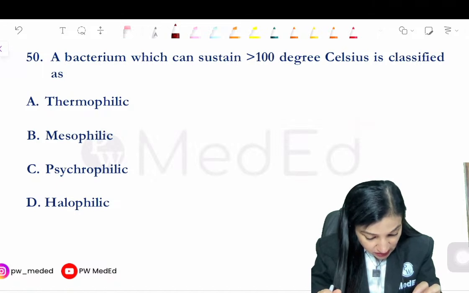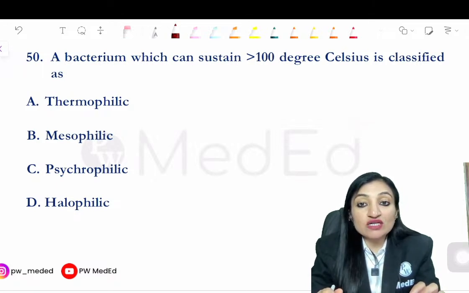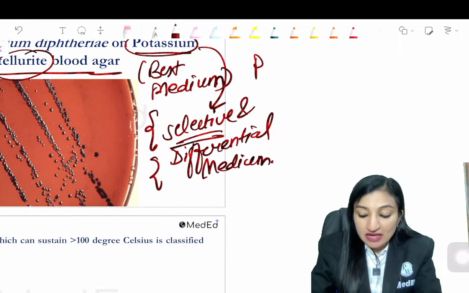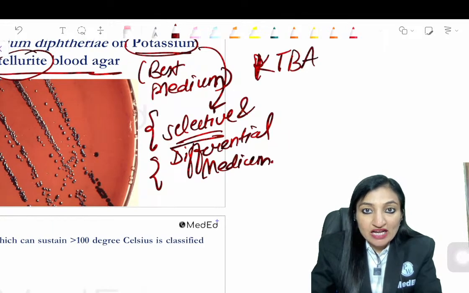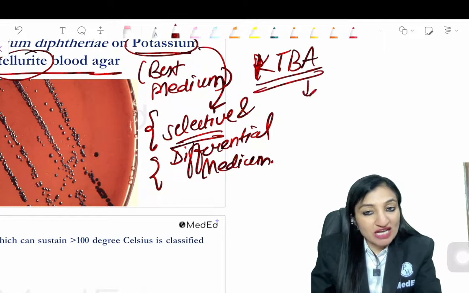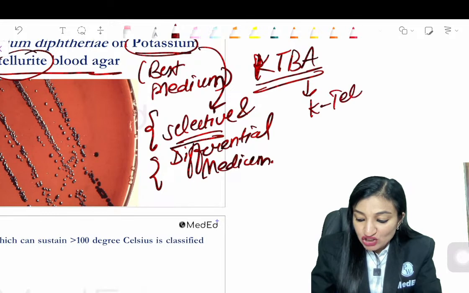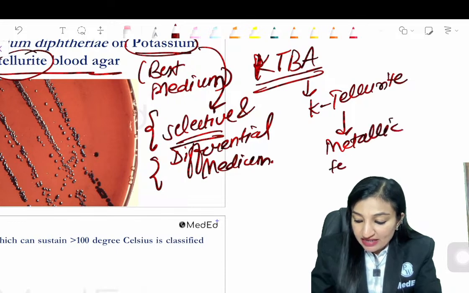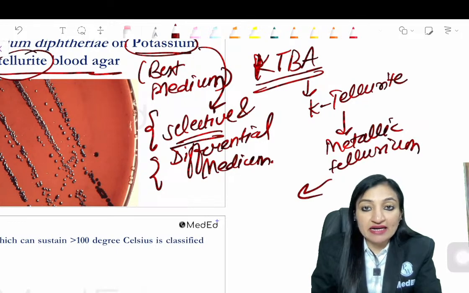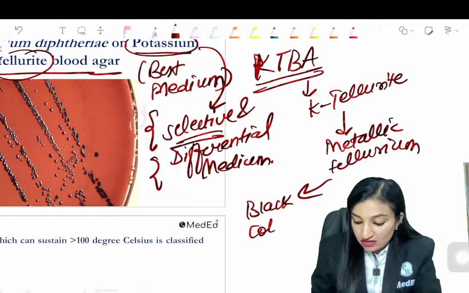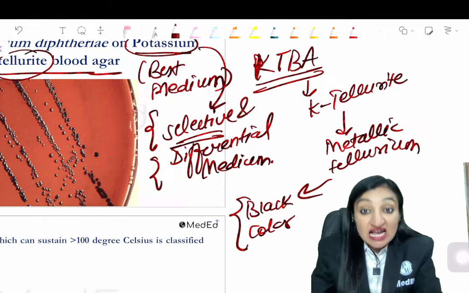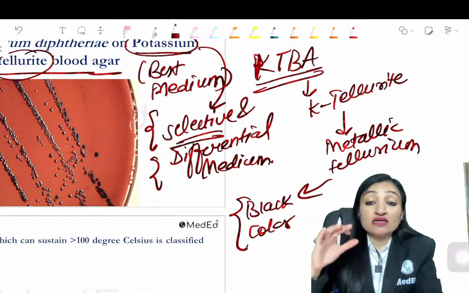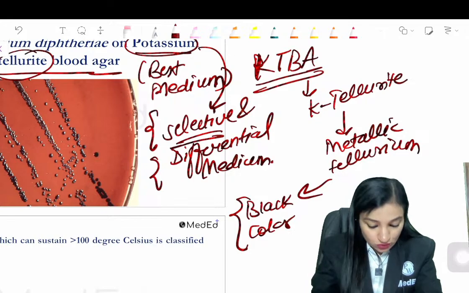Differential media are usually those media which have some indicator in them, like for example in this one, potassium telluride blood agar, KTBA. We have potassium telluride, which is going to be reduced to metallic tellurium, and this metallic tellurium then enters the colonies and imparts them a black color. So even if some other organism has grown, that will not have black colored colonies. So we will be able to differentiate the pathogen from that organism which might grow. Is this clear?